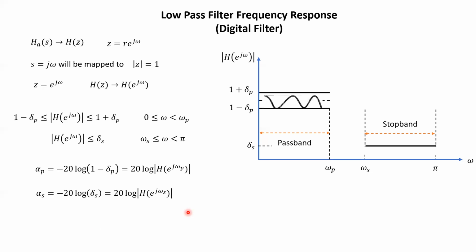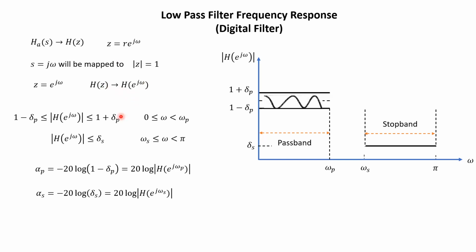Here we have to convert this analog filter specification to H(z), and we know that the Z transform variable is defined as z equals r times e to the power j omega. Normally s equals j omega, which represents the imaginary axis in the Laplace domain. This imaginary axis will be mapped to the unit circle in the Z domain, right? Therefore you can have z equals e to the power j omega, and this H(z) can also be written as H(e^j omega).